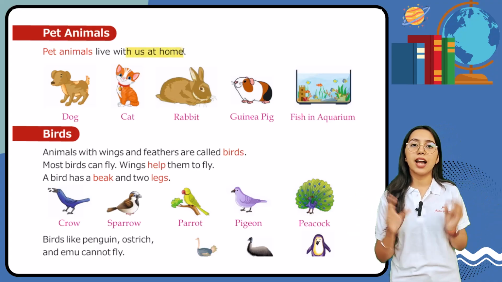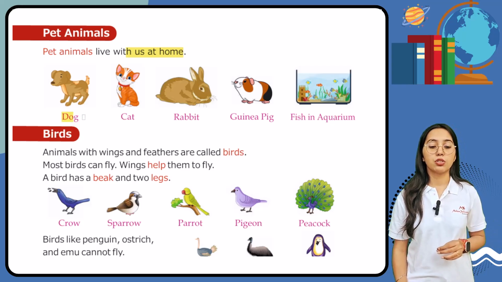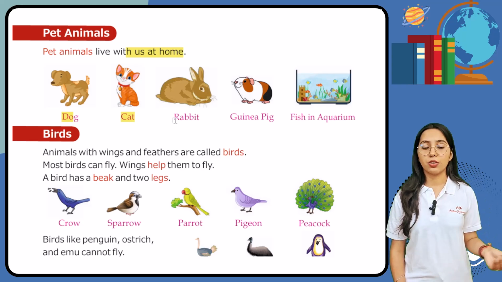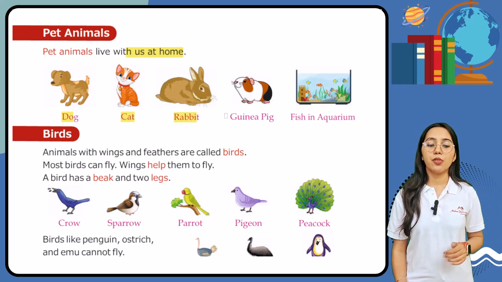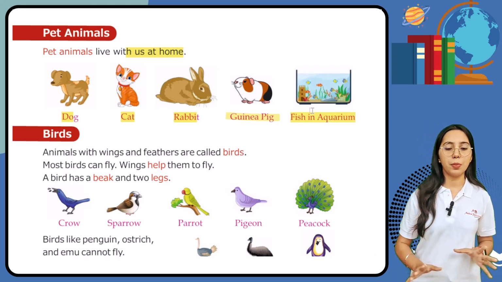The animals that we keep at our homes. So first of all, we have dog. So dog is a pet animal. Then we have cat. So cat is also a pet animal. Then we have rabbit, guinea pig. Then we have fish in aquarium, and all these animals are pet animals.